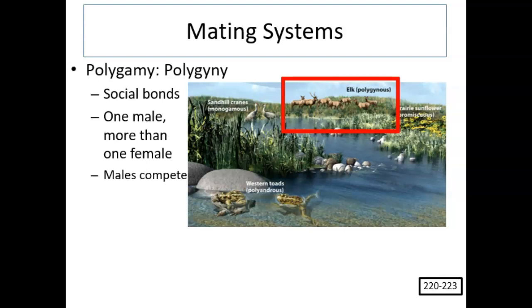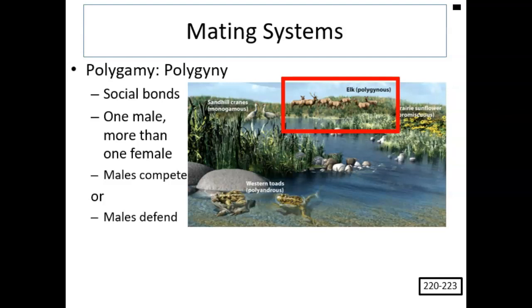This often happens when males compete with each other or if males defend a specific area. So that bull elk may have fought with other bull elk and won in order to have access to these females. Or maybe they'll defend a specific territory, and then females will choose which males to mate with based on which territory they want to be in. Let's look at an example of this.